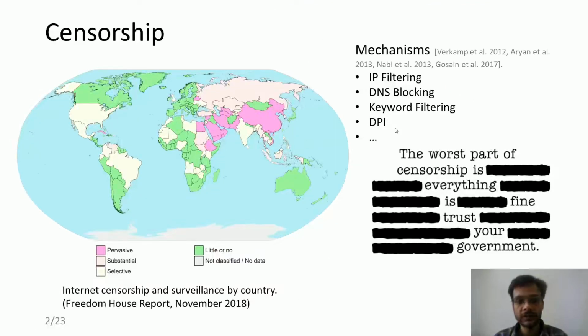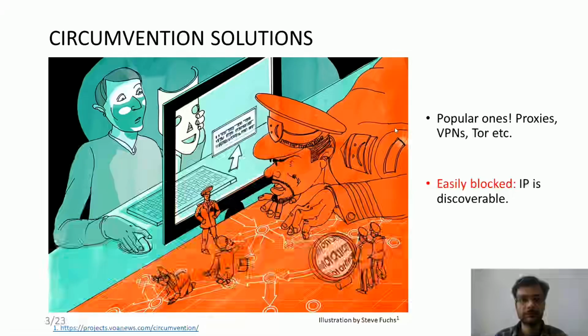Censorship, as we all know, is on the rise. There are various countries which try to restrict access to some form of content to the users, and this restriction or filtering is achieved with the help of various mechanisms, which are IP filtering, DNS blocking, deep packet inspection, and so on. As a solution, there are various circumvention systems which have been proposed by the researchers, and the most popular ones of these solutions which the users generally use are proxies, VPNs and Tor.